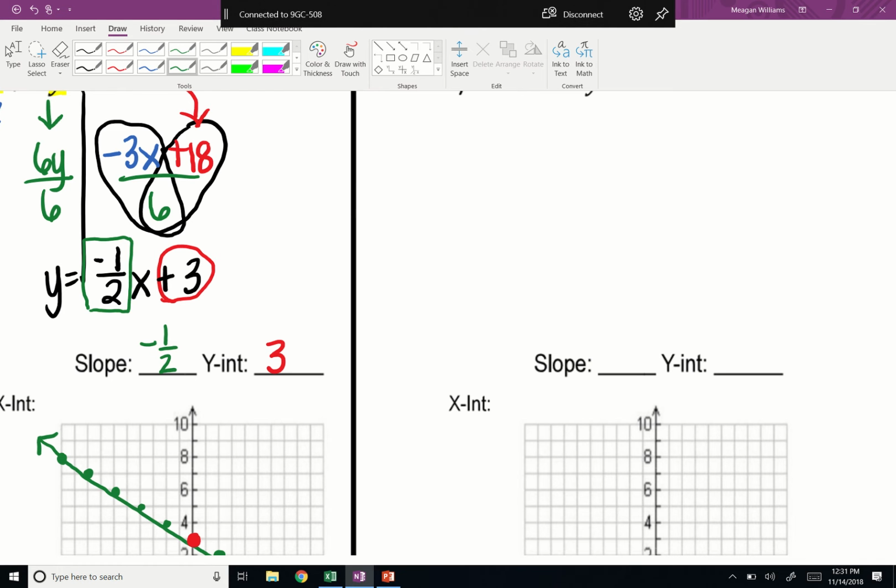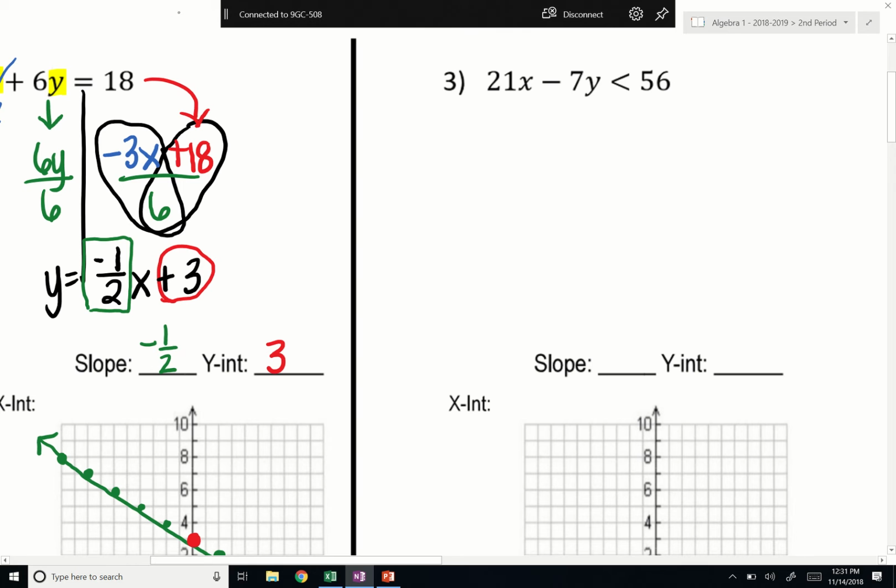We're just going to do the same stuff. We've just got to check dashed or solid, and above or below. Check the sign, because if you divide by a negative, you've got to remember your golden rule. When you divide by a negative, you have to remember to flip the sign.